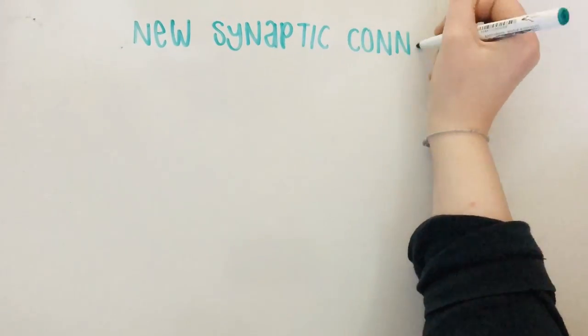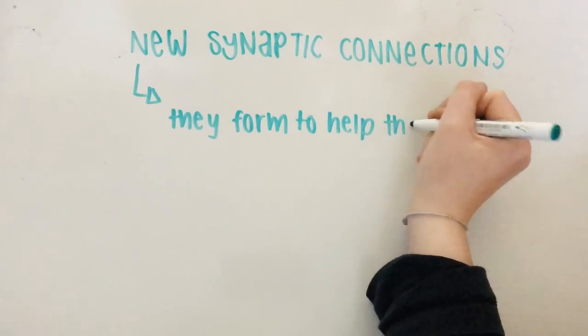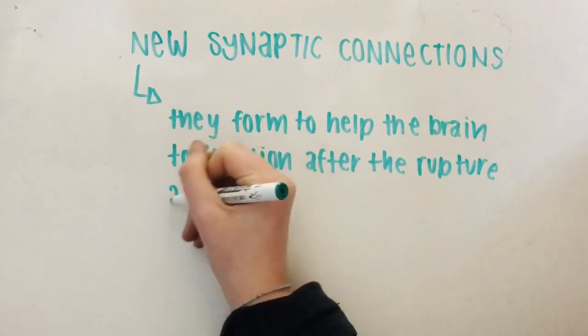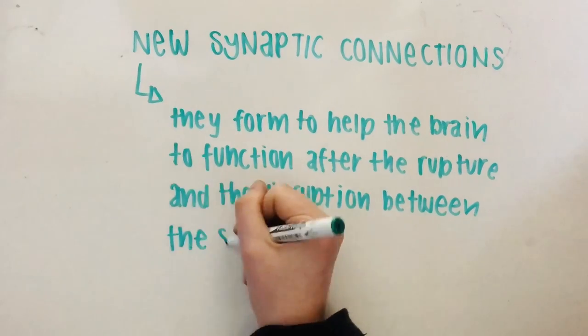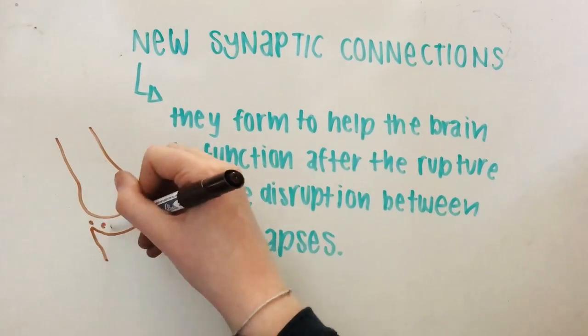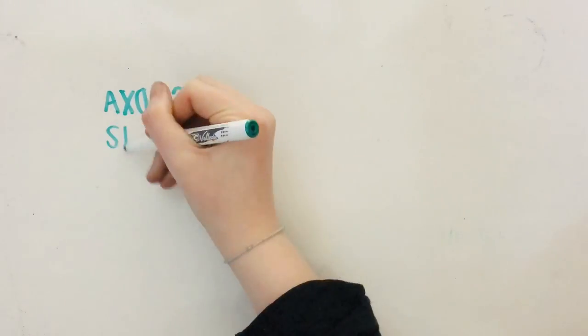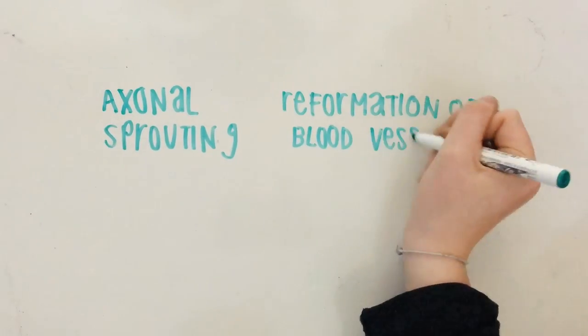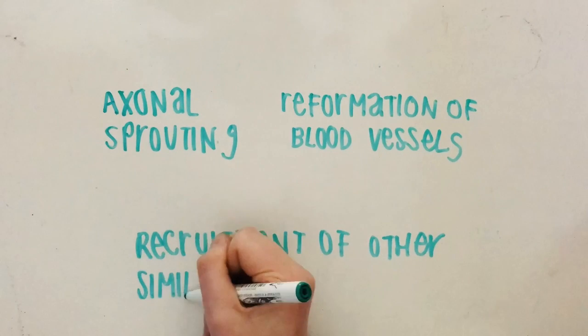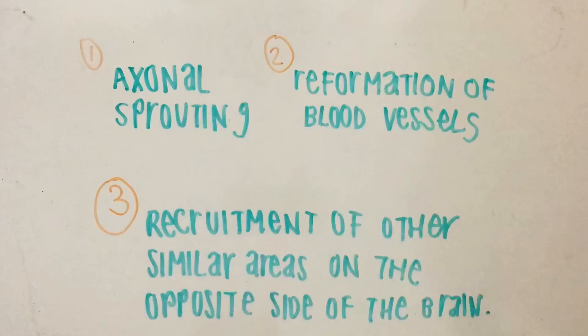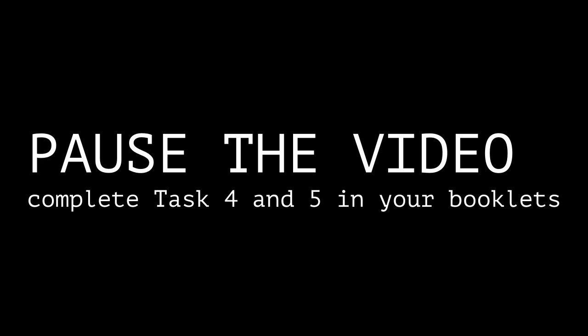The brain has some repair methods to ensure that it is still able to work normally after it has sustained an injury. After a rupture or a disruption between synapses, new synaptic connections are formed to help the brain. Some other methods of brain recovery are axonal sprouting, reformation of blood vessels, and the recruitment of homologous areas. Axonal sprouting is the growth of new nerve endings which connect to other undamaged nerve cells to form new neuronal pathways. Reformation of blood vessels occurs. The recruitment of homologous areas is where similar areas on opposite sides of the brain perform specific tasks. Now pause the video and complete tasks 4 and 5 in the booklet.